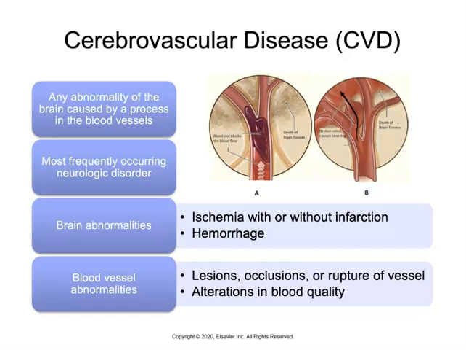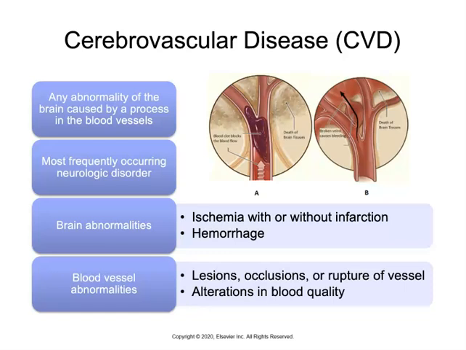So when we talk about CVDs, this is really referring to any abnormality in the brain caused by a problem within the blood vessels, and the most common neurological disorder, and will include a range of conditions that affect blood flow to the brain. Our brain abnormalities are typically due to ischemia. That's when we have a reduced blood flow that deprives our brain tissue of oxygen, and sometimes this will lead to an infarction. So think of these two terms as being separate and different.